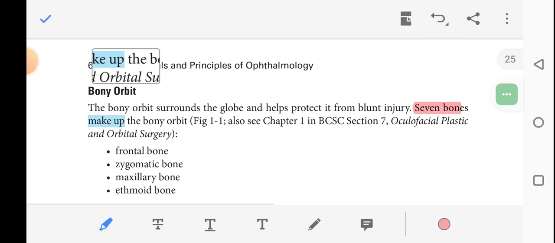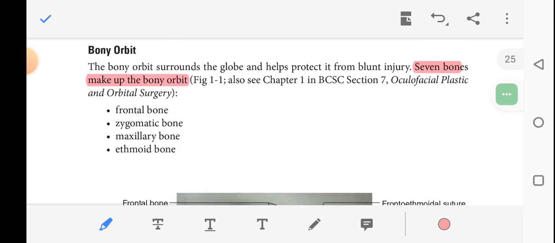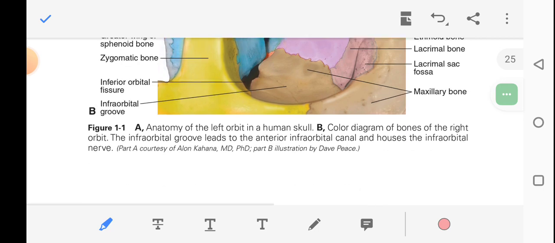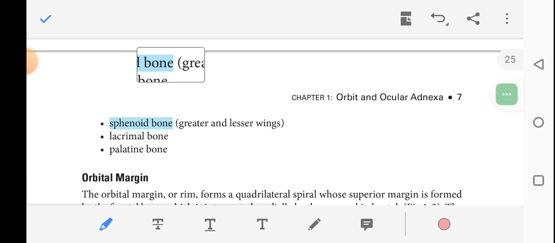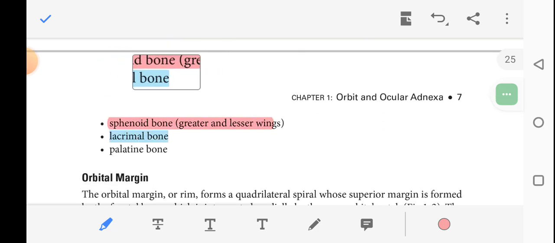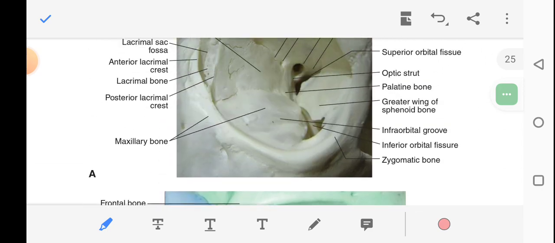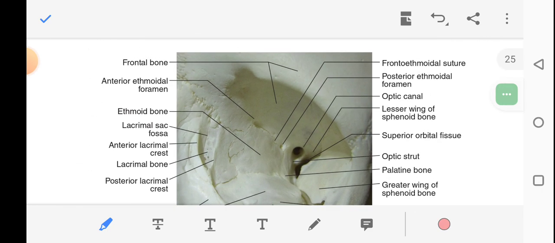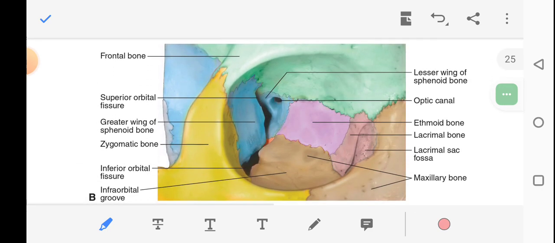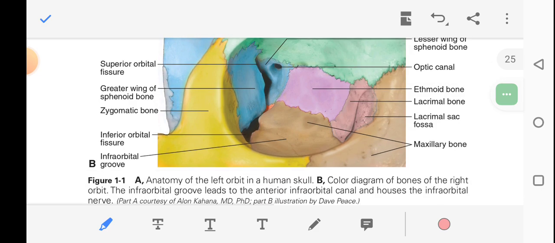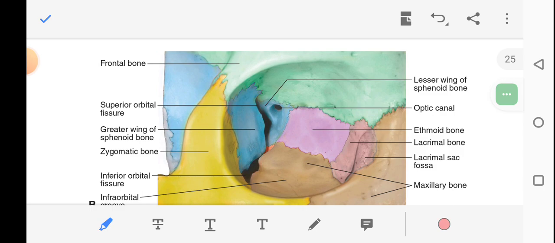7 bones make up the bony orbit, which are as follows: the frontal, the zygomatic, the maxillary, the ethmoid, the sphenoid, the greater and the lesser wings, the lacrimal bone, and the palatine bone. So, this is the diagrammatic representation of the anatomy of the left orbit.